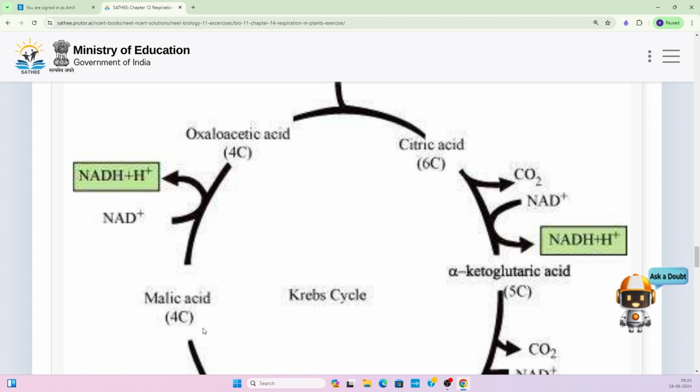Now the malic acid is at last converted to oxaloacetate, a 4 carbon compound. NADH2 is formed from the NAD plus ion, so malic acid is converted to oxaloacetic acid. So here you can see the whole reaction process, the Krebs cycle, occurring inside the mitochondrial matrix.